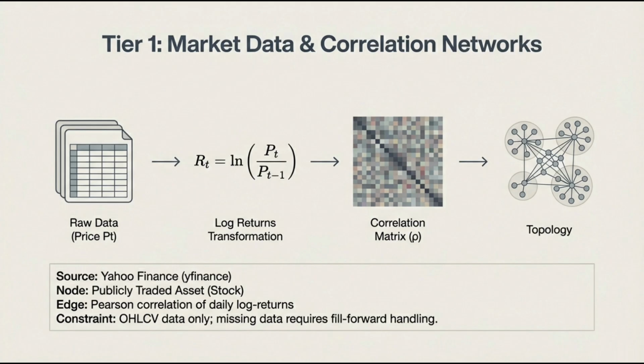In this setting, the nodes are publicly traded assets, such as stocks, and the edges represent Pearson correlation of daily log returns. Public OHLCV-style market data can contain missing values, so the dataset often requires careful cleaning, such as forward fill handling. So even in a seemingly simple case like stock data, the network depends on several pre-processing choices.